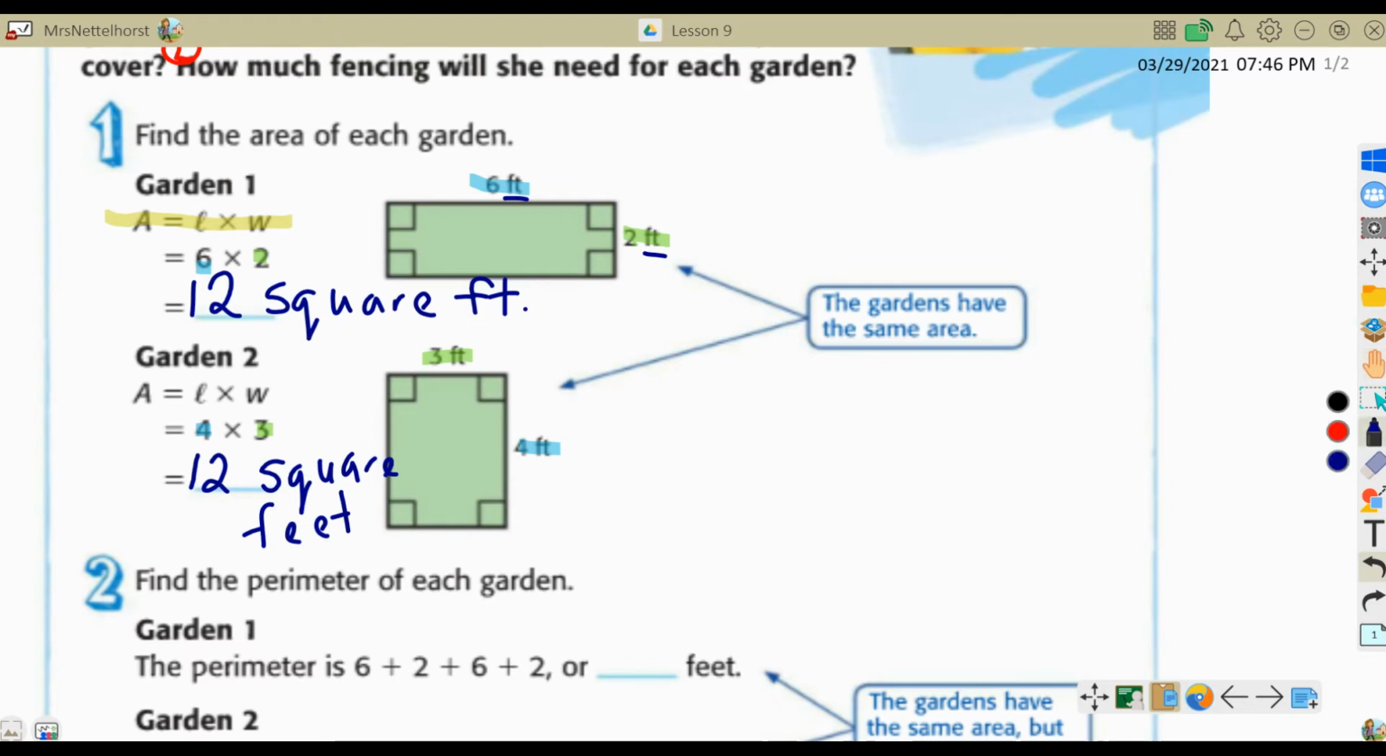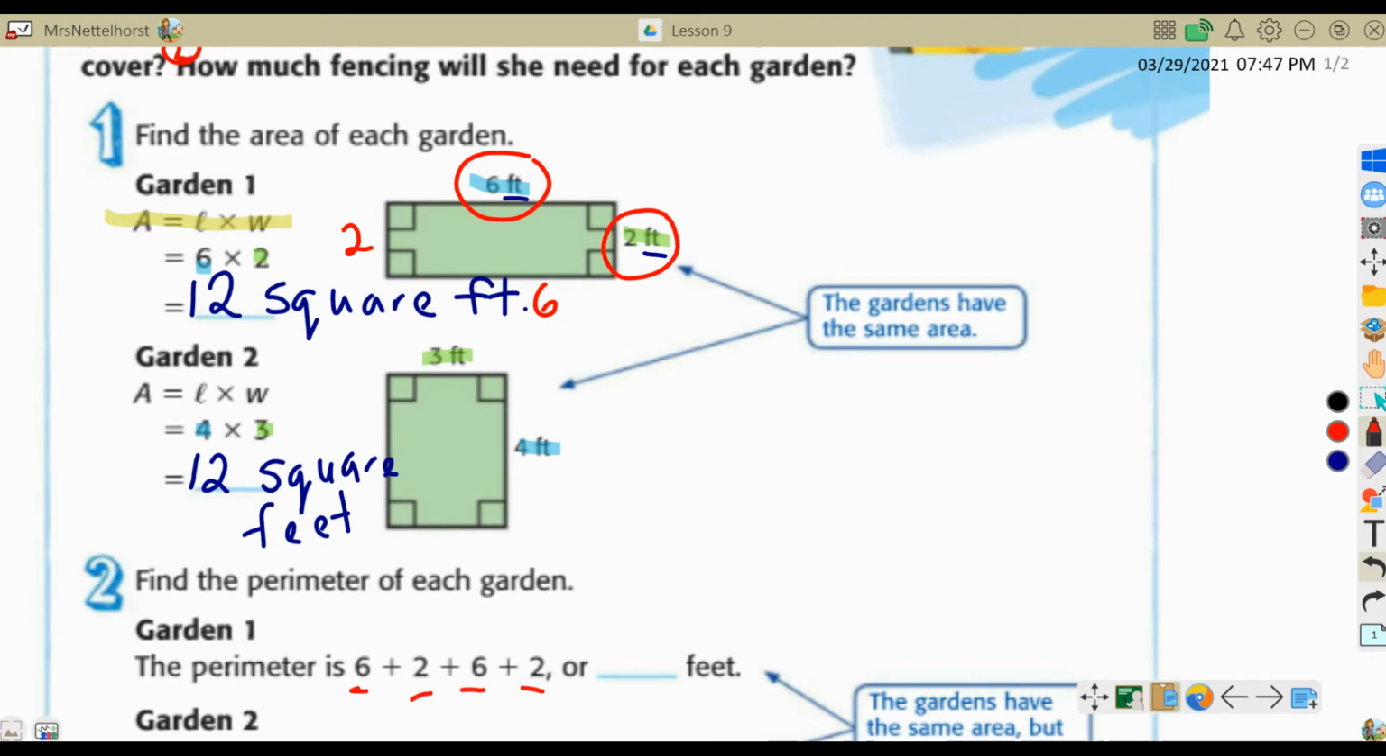Let me switch colors here so we don't get too confused. We know that this side is 6 feet, and we know this side is 2 feet. Now in a rectangle, the opposite sides are equal. So this one is also 2, and this one is also 6. So we just put that into a number sentence down here, 6 plus 2 and 6 plus 2.